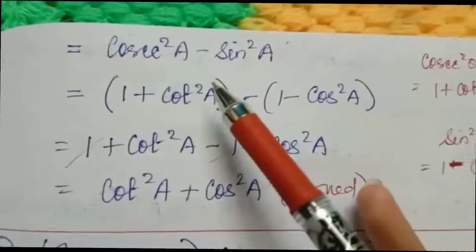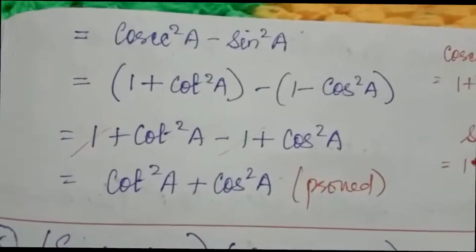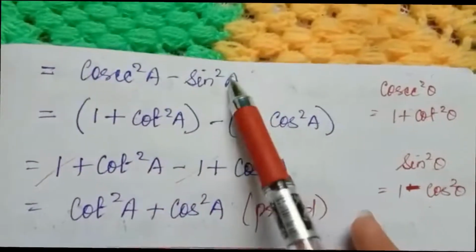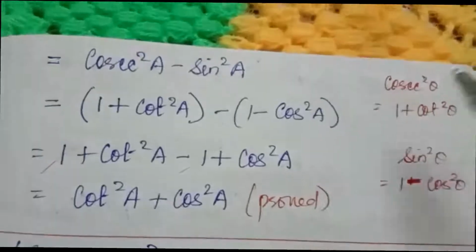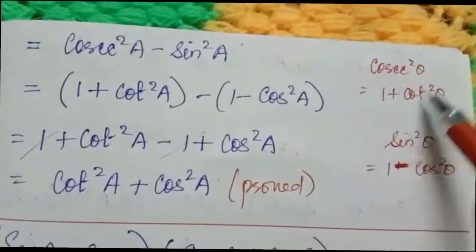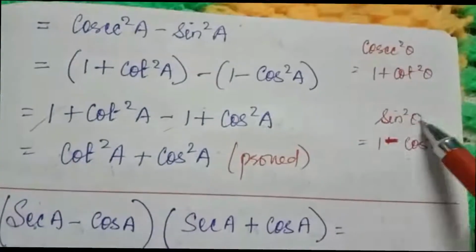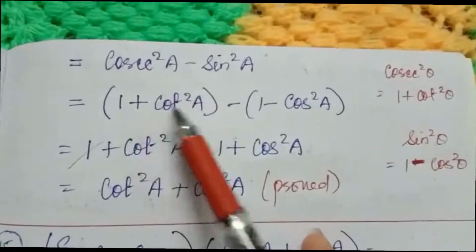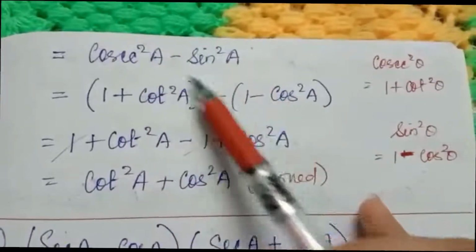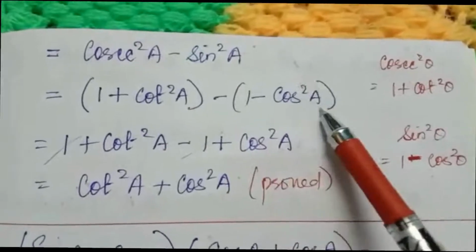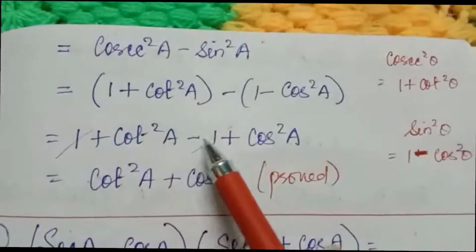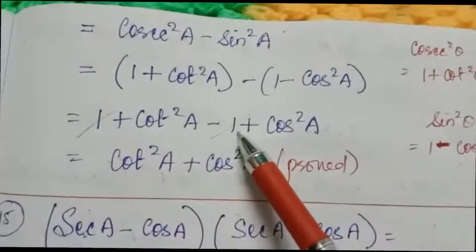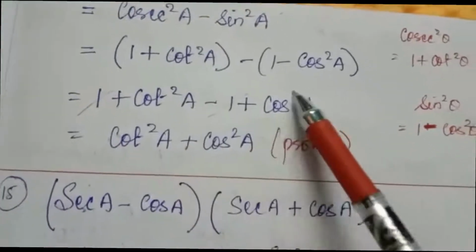Now your right hand side is in the form of cot and cos. So you have to convert cosec² θ into cot² θ and sin² θ into cos² θ. Cosec² θ is 1 + cot² θ, and sin² θ is 1 - cos² θ. So in place of cosec² A we will write 1 + cot² A, and in place of sin² A we will write 1 - cos² A. 1 + cot² A - 1, minus into minus plus cos² A. 1 minus 1 cancel. Answer is cot² A + cos² A.